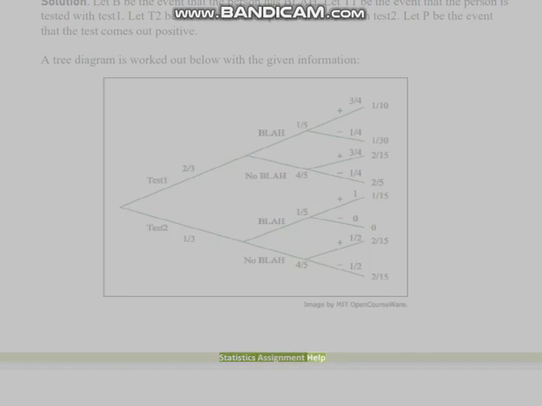Statistics assignment help. The probability that a person has blah given that the test comes out positive is.